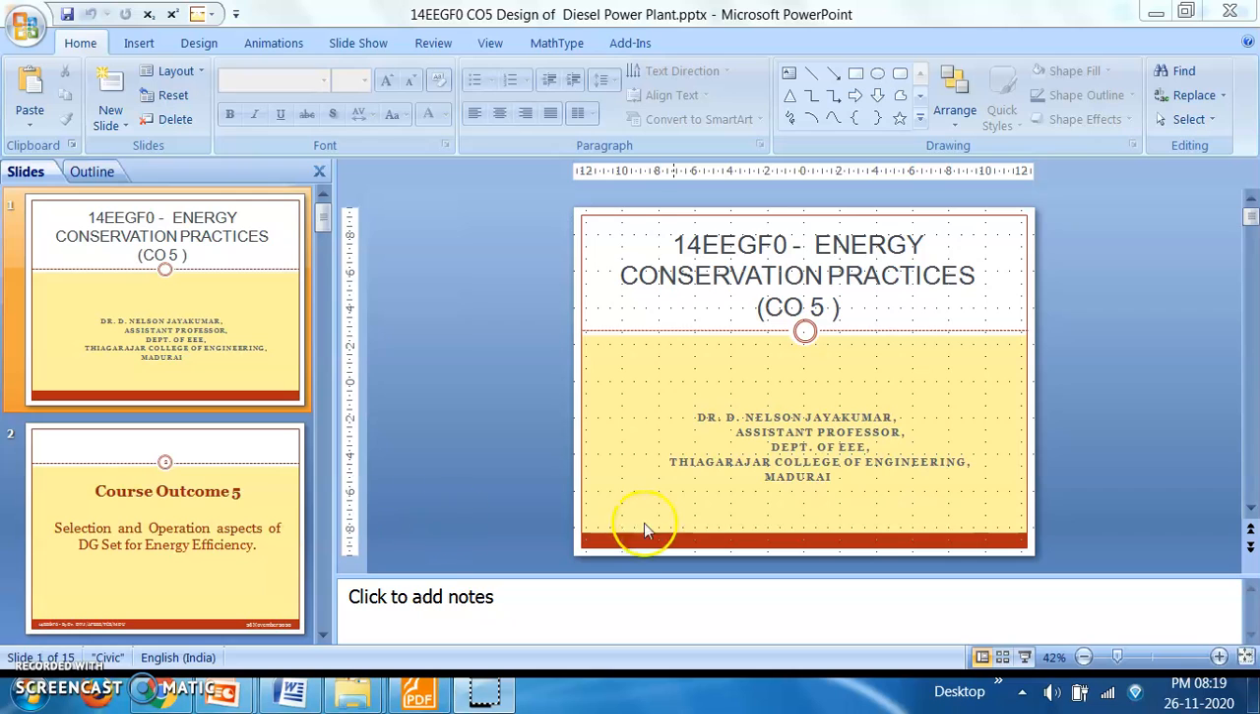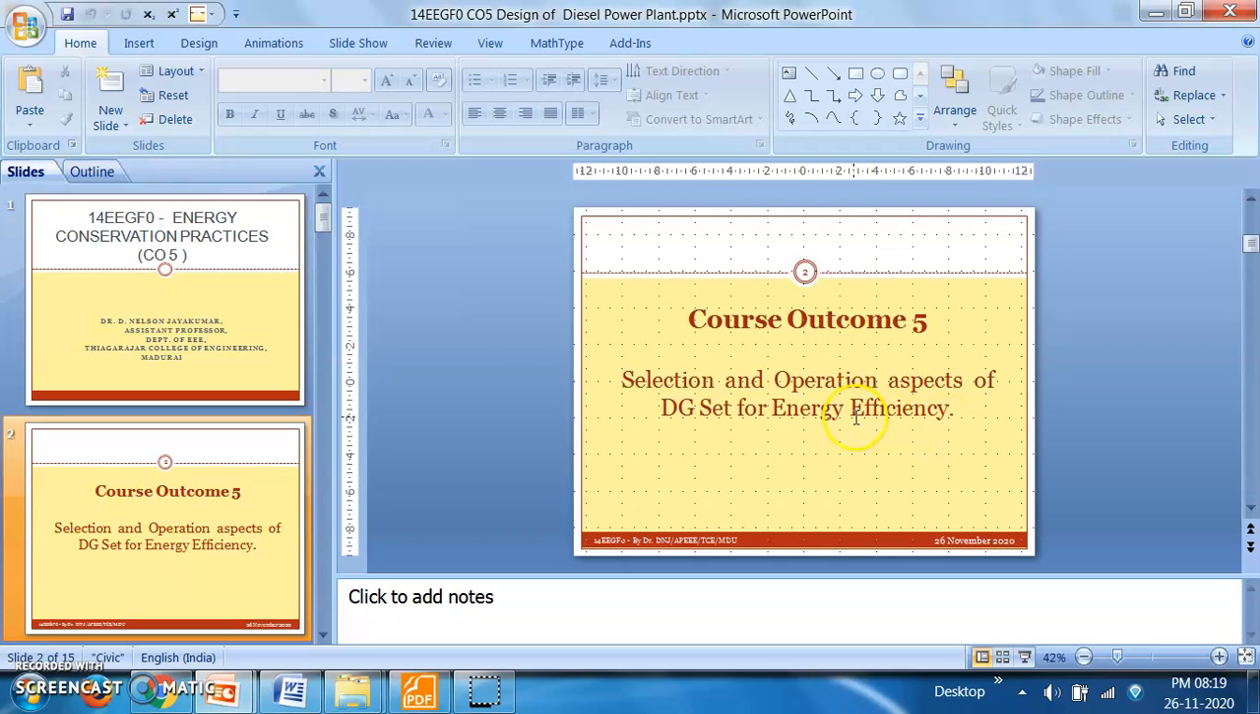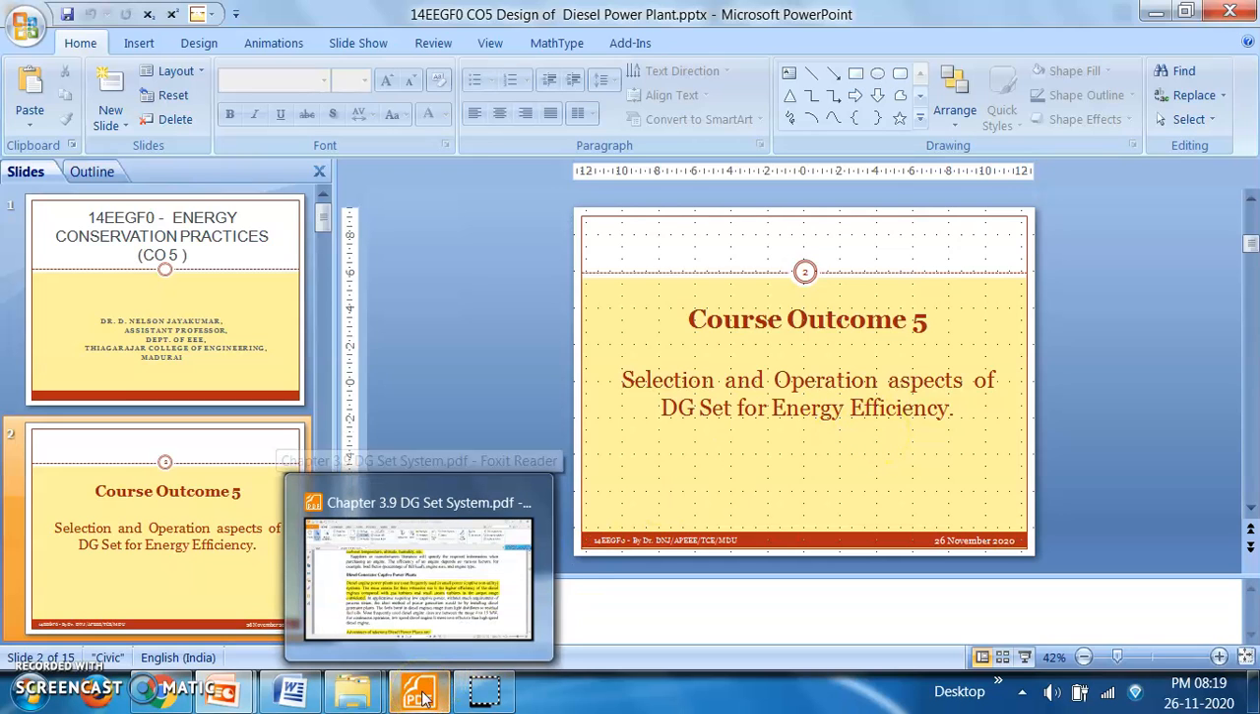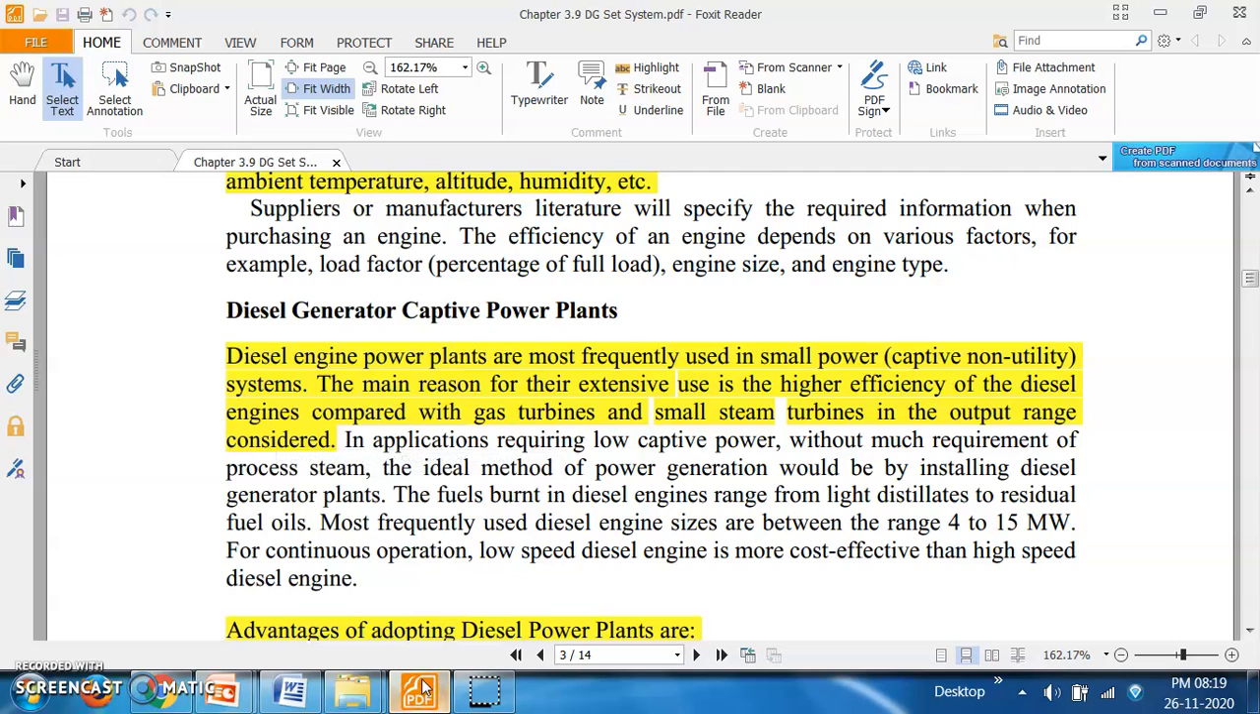In the last class, hope you can remember that we started with course objective 5 in energy conservation practices. Course objective 5 is nothing but selection and operation aspects of diesel generator sets for energy efficiency, right? In that, we have already discussed the basic classification of diesel engines, that is, ignition engines, IC engines, 2-stroke and 4-stroke.